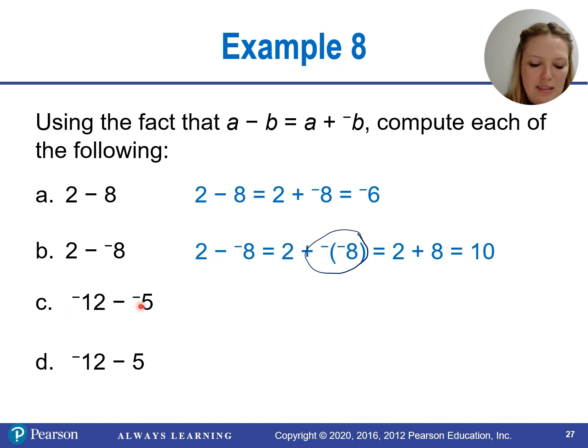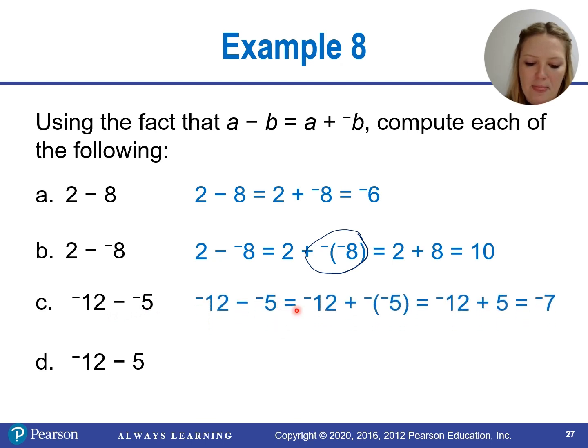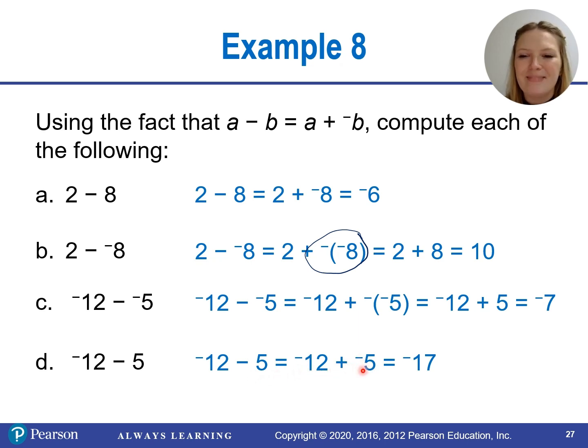If I want to subtract negative 5 from negative 12, this is the same thing as negative 12 plus 5, and so that's negative 7. Negative 12 minus 5 is the same thing as negative 12 plus negative 5, and that's negative 17.